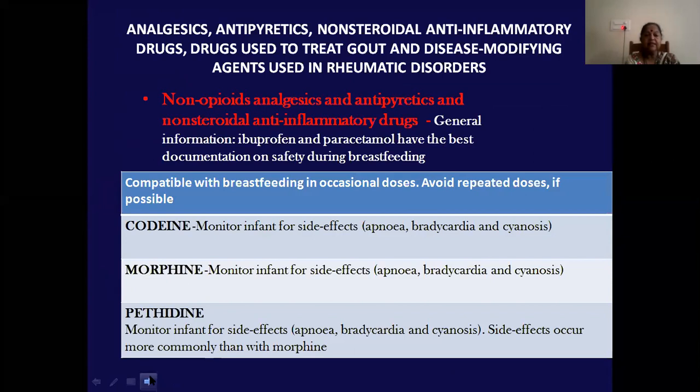Analgesics, antipyretics, and non-steroidal anti-inflammatory drugs, like we give post-cesarean or if the patient has rheumatoid arthritis, are compatible with breastfeeding in occasional dosage, and you have to avoid repeated dosage if possible. If the woman is taking codeine, monitor the infant for side effects like apnea, bradycardia, and cyanosis. If the patient is on morphine, monitor for the same. Codeine, morphine, and pethidine all have side effects in infants, so you have to monitor. Among the analgesics, paracetamol has the best safety profile for breastfeeding.